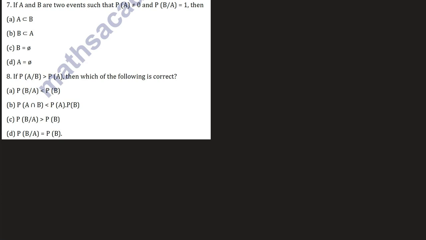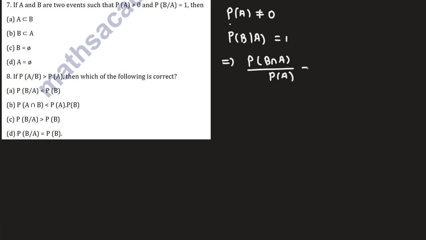So now the first question is: if A and B are two events such that probability of A is not equal to 0, and at the same time probability of B given A is equal to 1, then which is true? We have to find that. So now we do one thing, we use the definition of probability of B given A. It is equal to probability of A intersection B divided by probability of A, which is equal to 1.